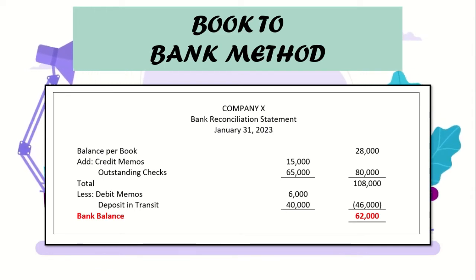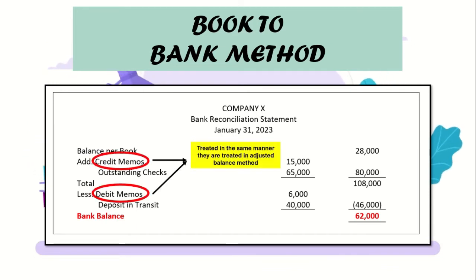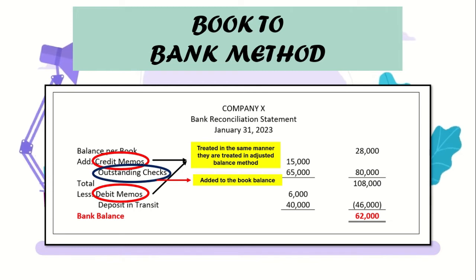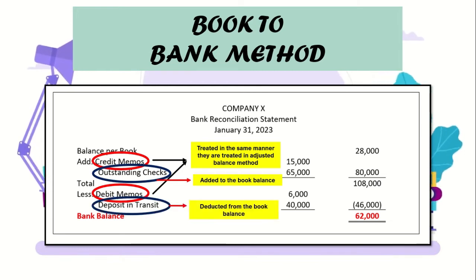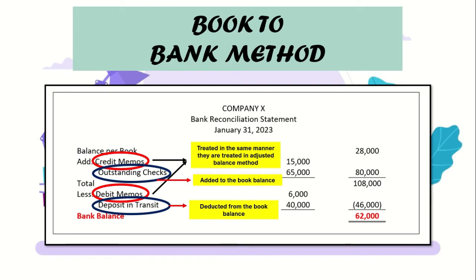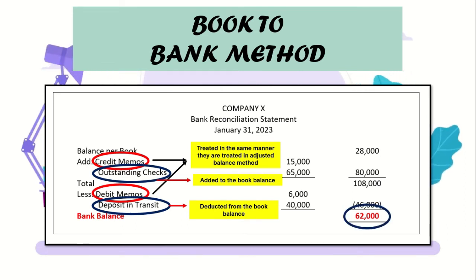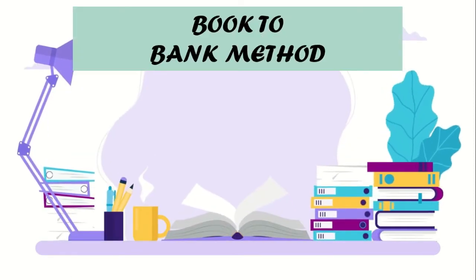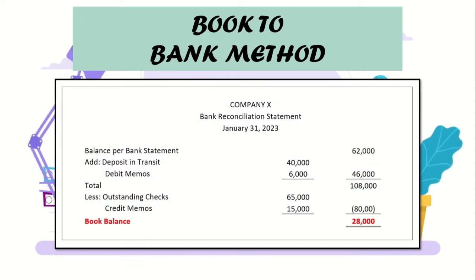Here, the usual book reconciling items are treated in the same manner as in the adjusted balance method. Thus, credit memos are added, and debit memos are deducted. However, with respect to the bank reconciling items, the treatment is simply reversed. Since we already have the values from the adjusted balance method, we'll use that to prepare the book to bank balance method. After the adjustments, the bank balance should be the same as the unadjusted bank statement balance amounting to 62,000. Under this method, the bank balance is reconciled with the book balance, or the bank balance is adjusted to equal the book balance.